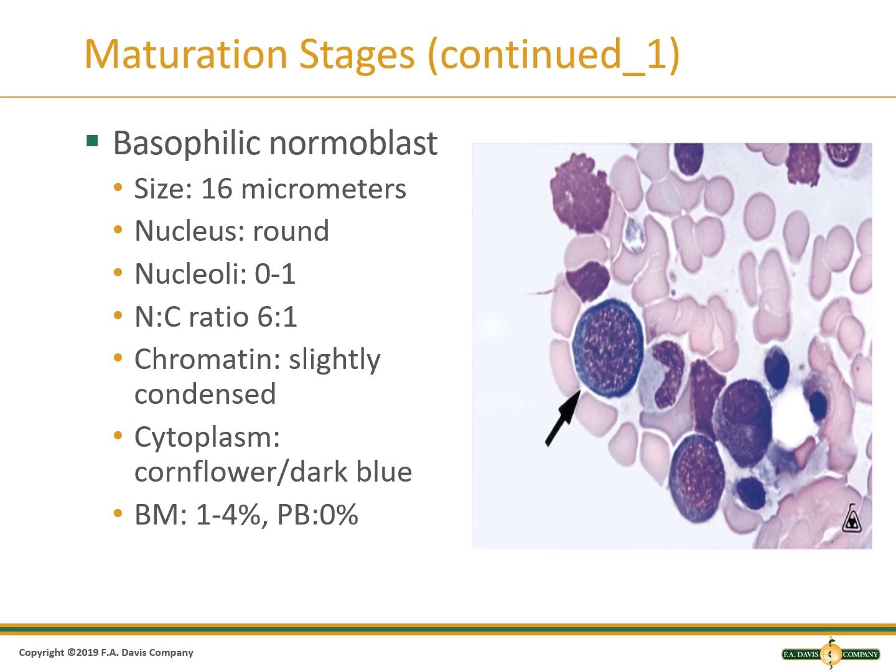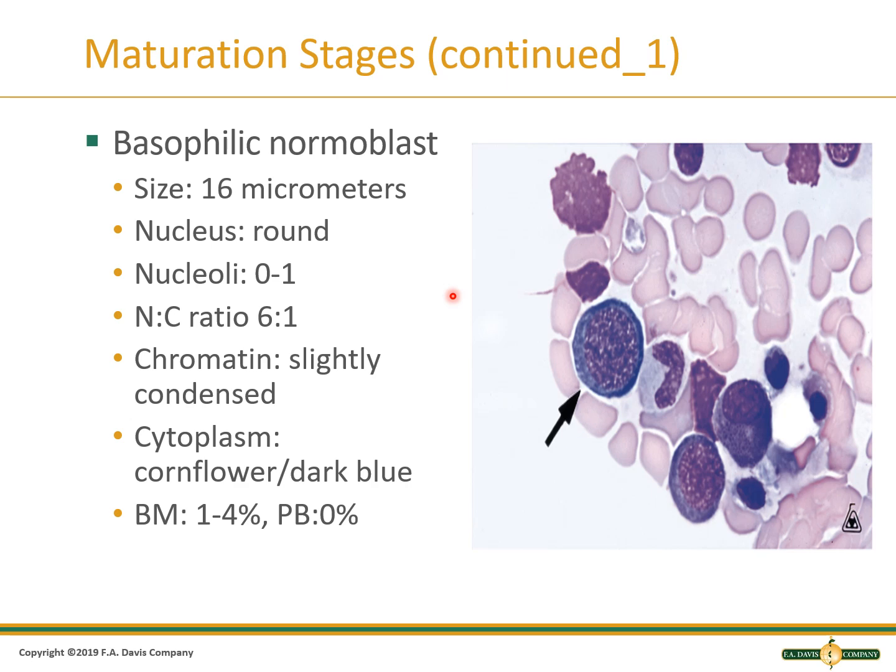The next mature state of the red blood cell is the basophilic normoblast. Here you can see the size is 16 micrometers, so it's a little bit smaller than the pronormoblast. The nucleus is also round. Instead of seeing 1 to 2 nucleoli, you may see no nucleoli or up to 1 nucleolus. The nucleus to cytoplasm ratio is the same. The chromatin pattern is much more condensed. You can see it's clumped up more, with little white spaces in between.